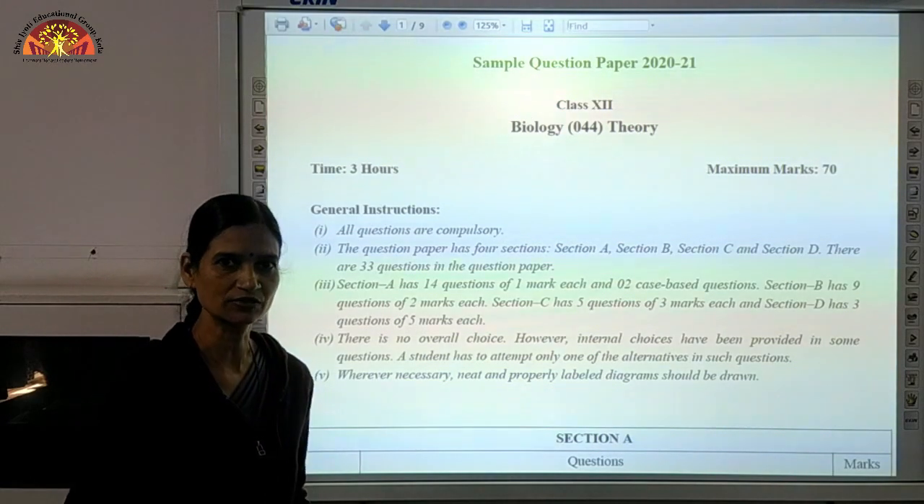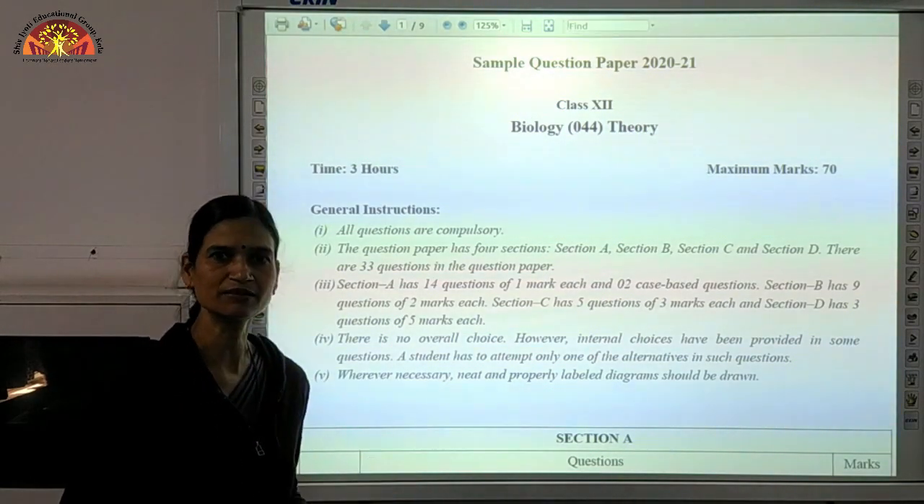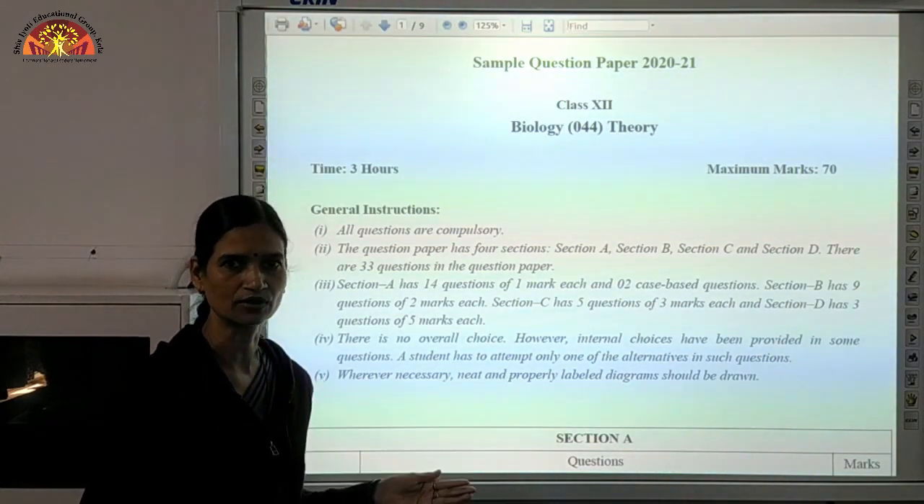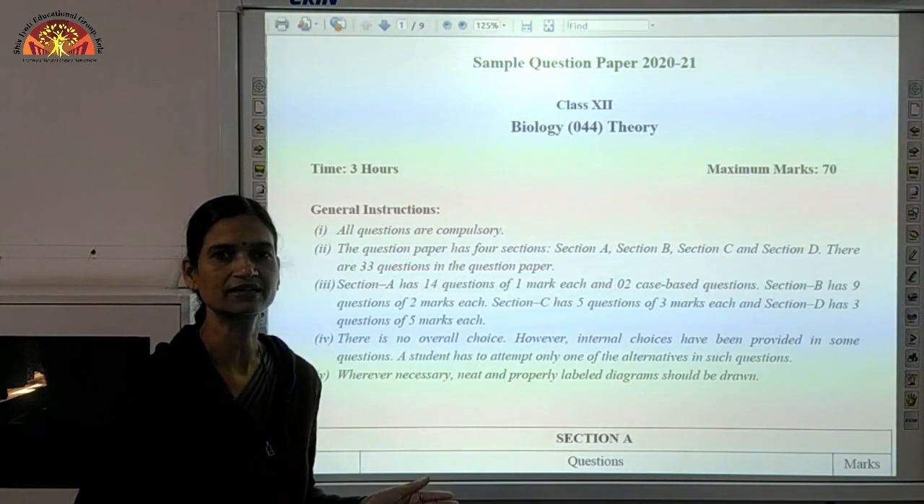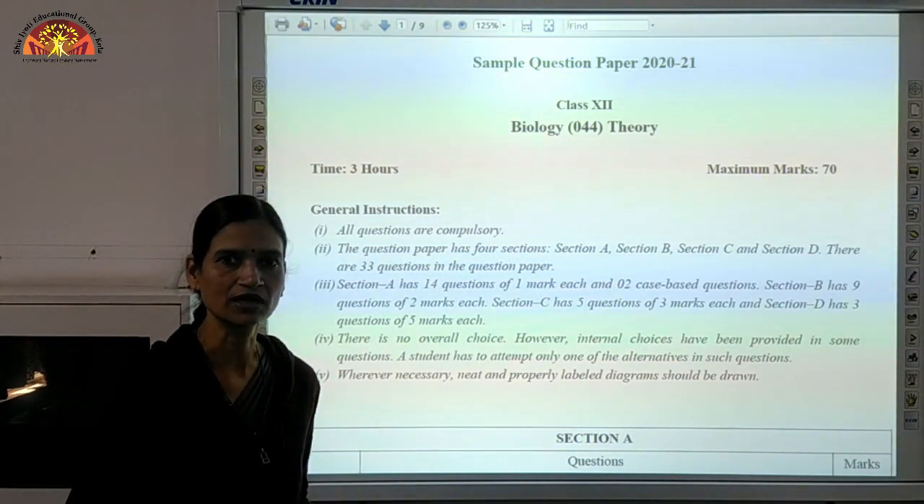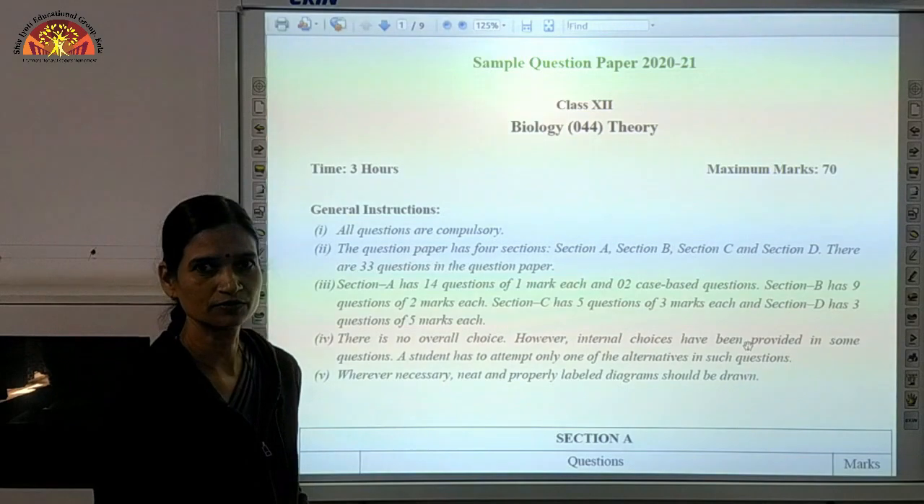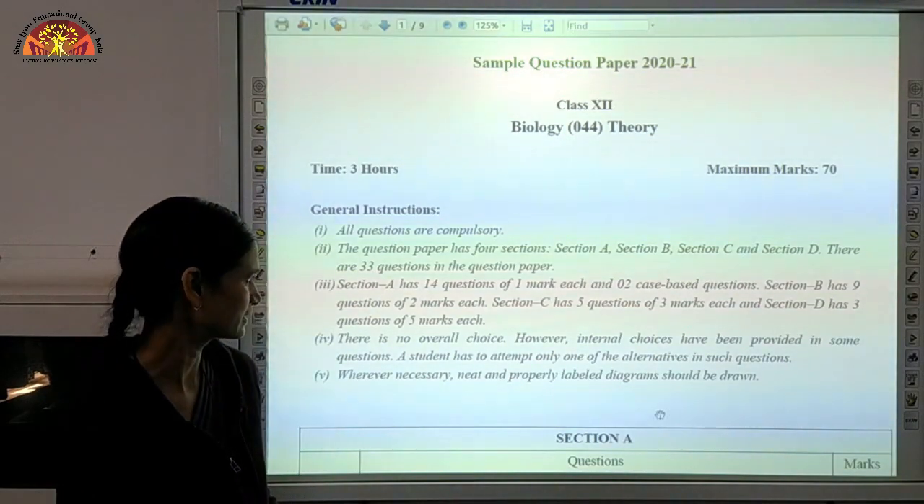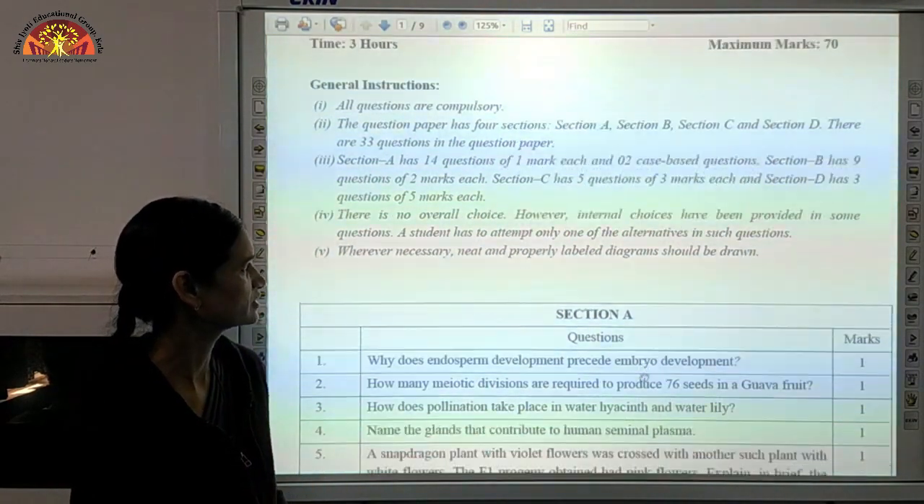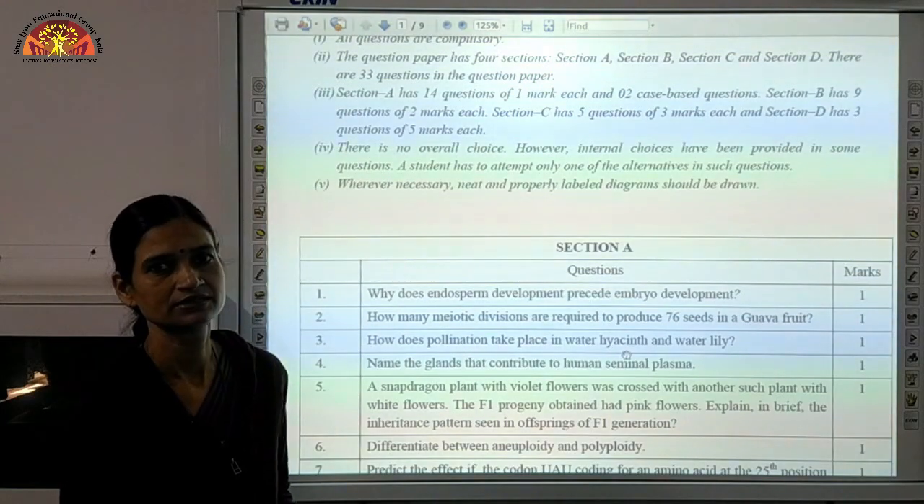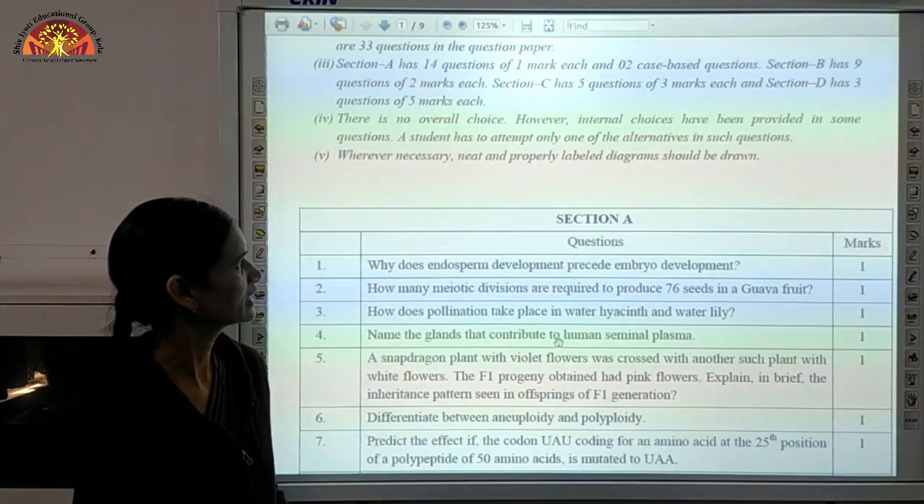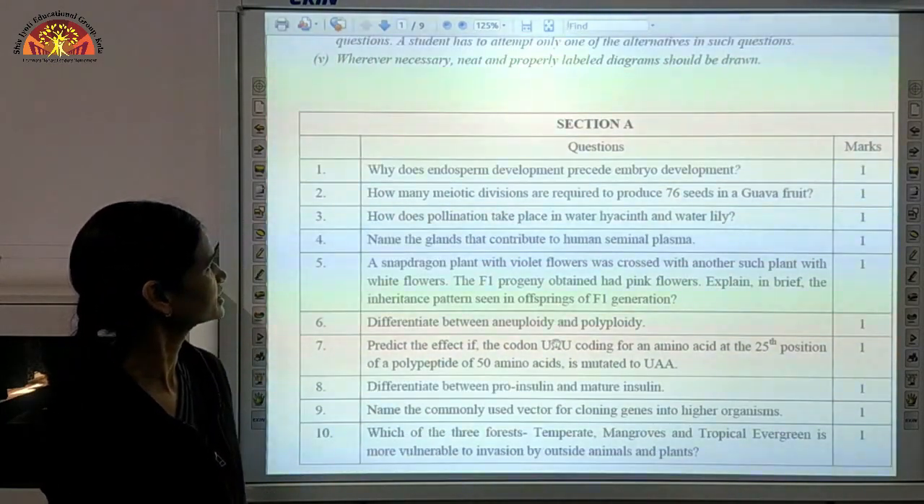And this is a biology question paper. So wherever a diagram is required, you should draw the diagram and the diagram should be properly labeled. Without labeling, you will not get the full marks in the diagram. So in biology you should be careful that the explanation should be with the help of diagrams. Now let's begin with section A.